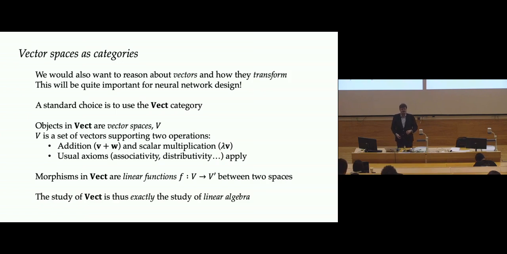What are morphisms in Vect? They are just linear functions mapping one vector space to another. So if these were finite vector spaces, you can think of these morphisms as matrix multiplications, right? And therefore, if you look at finite vector spaces, the study of finite vector spaces is exactly the study of linear algebra, which is great because this is where deep learning lives.